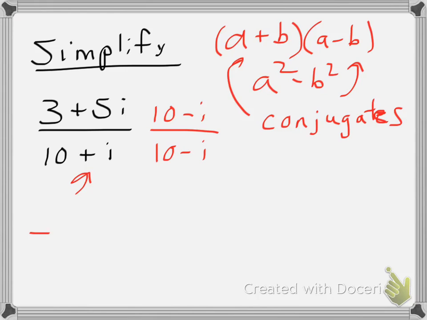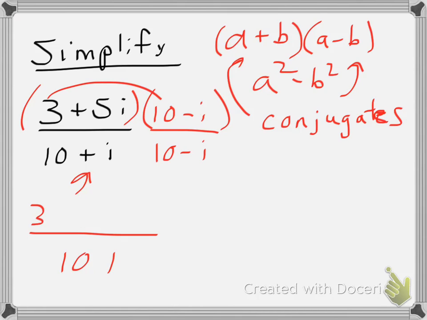So in this case, I know my denominator is 101. My numerator, I'll have to multiply out, FOILing, so I'll get 3 times 10 to get 30. Times negative i, minus 3i. 5 times 10 gives me plus 50i. Then minus 5i squared.